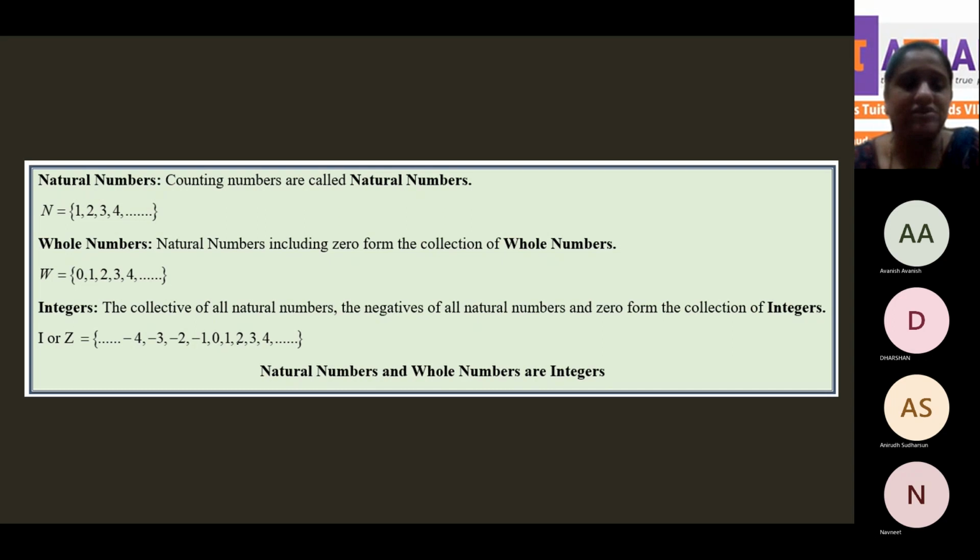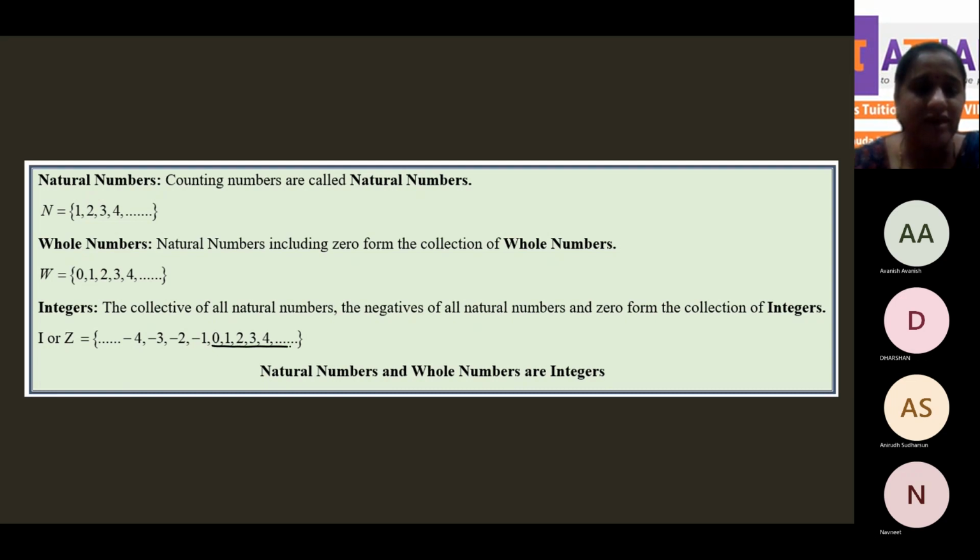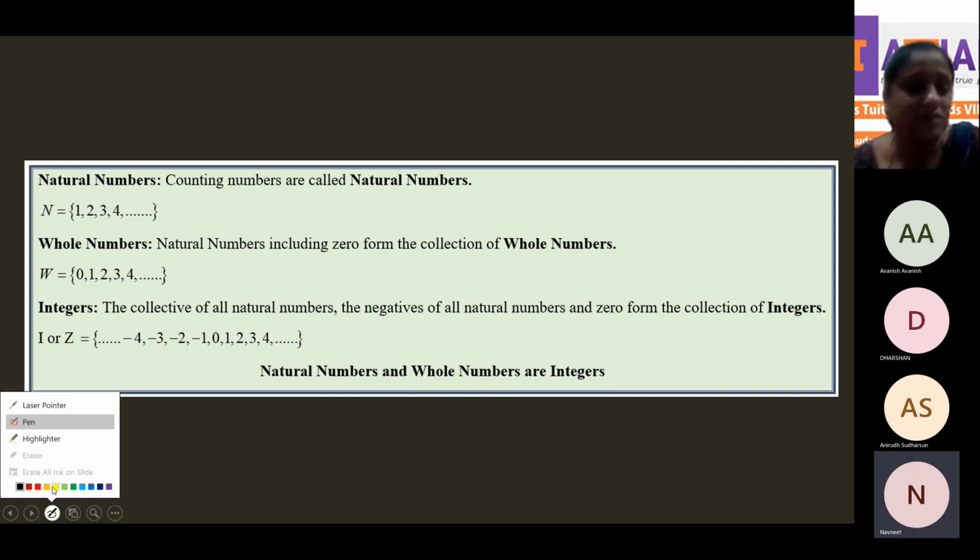Okay, so in the collection of integers, what do we have? We have all whole numbers and the negatives of the natural numbers. So that is the definition of an integer. The collection of all natural numbers, the negatives of all natural numbers, and 0 form the collection of integers. Is this slide understood, children? Yes, ma'am.